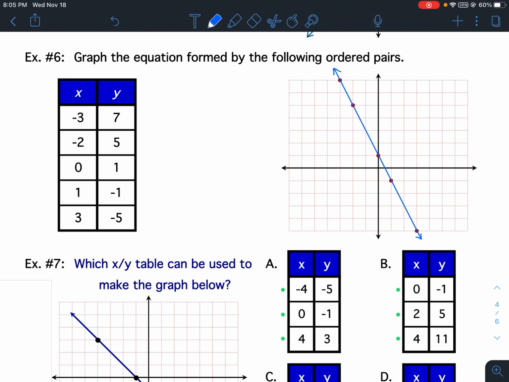Now again, I'm going to have you write the equation down. Don't worry about knowing exactly how I found it. That will be a later lesson. But this equation is y equals -2x plus 1.